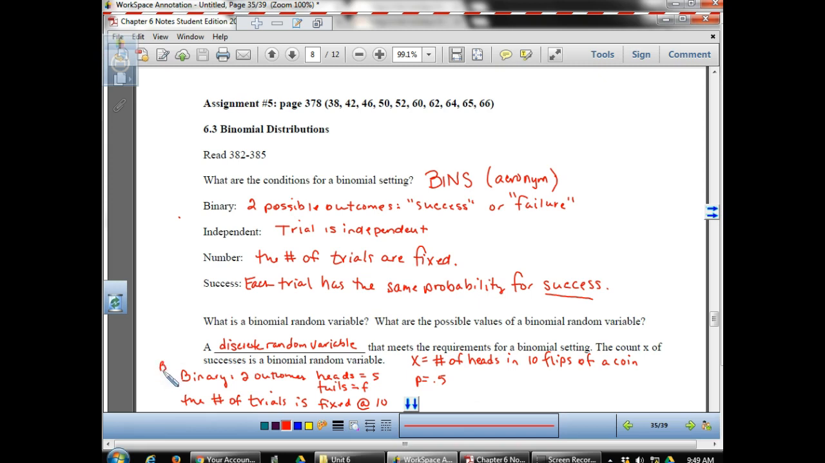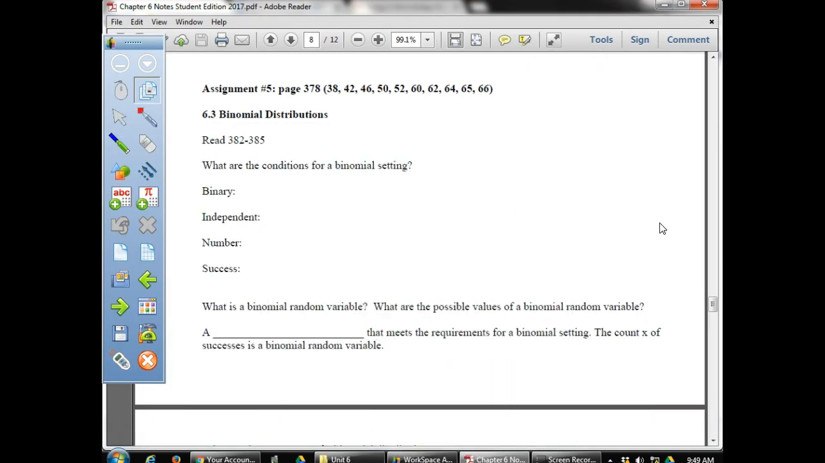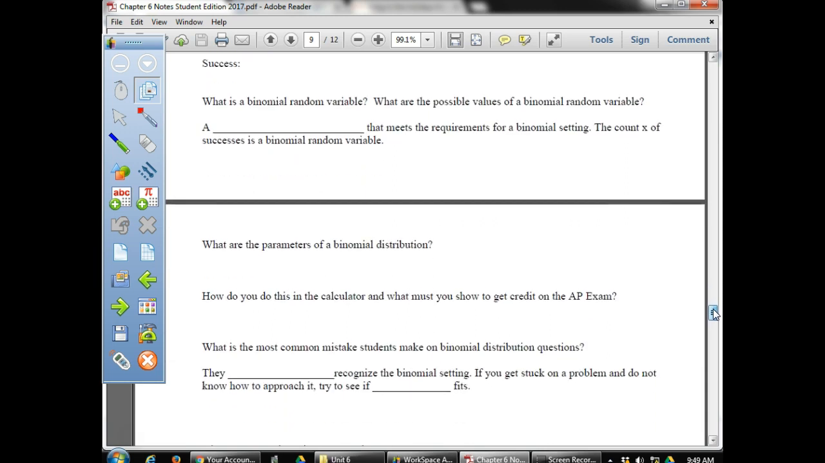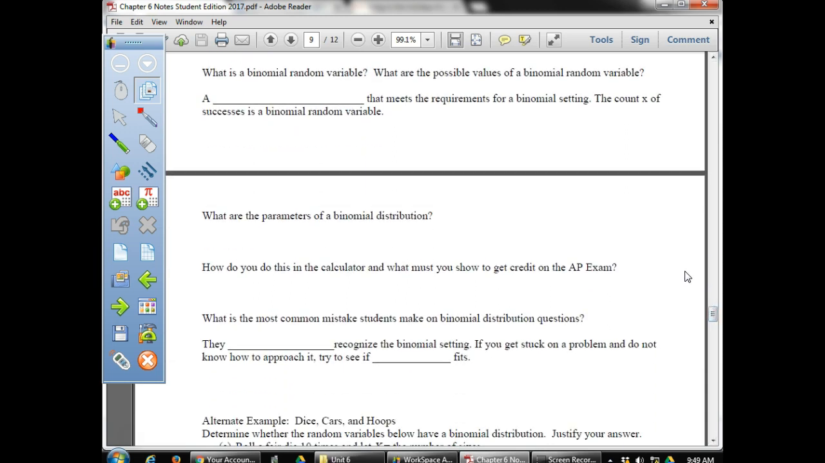So we met our B. We talked about our I. I didn't write anything down for that. Here is our N, and here is our S. So yes, this is a binomial random variable. They're not that hard to identify. However, students often forget to think about these on the AP exam, so we'll work on that some too.